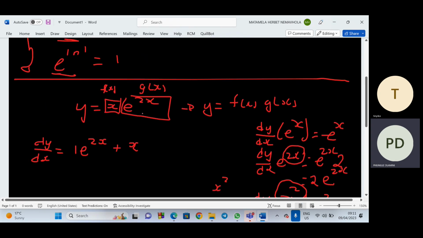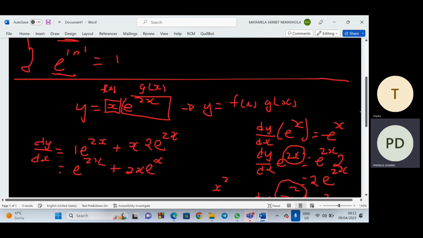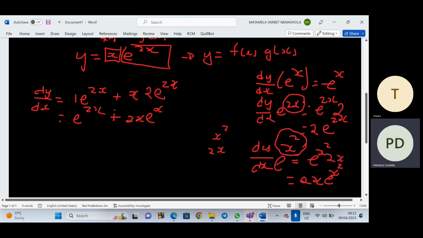So now if we are differentiating this one, it is going to say 2 e to the power 2x. Then if we are rewriting it, it is the same as e to the power 2x plus 2x e to the power x. And we have something in common there, which is what? Which is e to the power x. So you can take out e to the power x. Then we're going to be left with (1 plus 2x), close brackets, e to the power x.